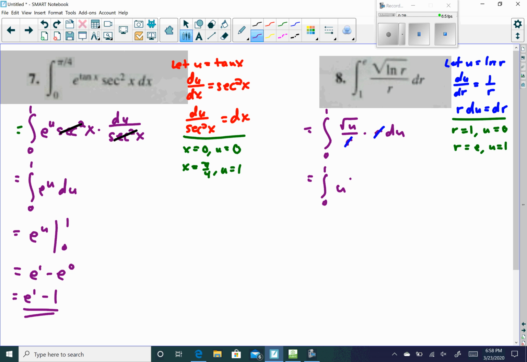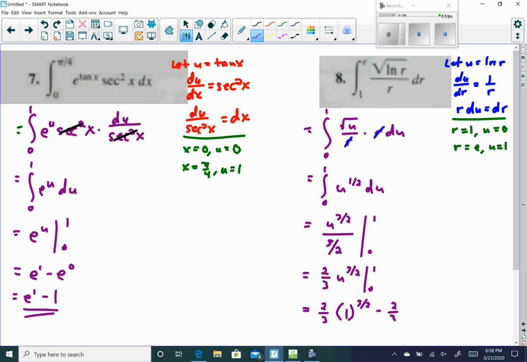Of u to the 1/2 du. So now this becomes u to the 3/2 divided by 3/2. 0 to 1, so we're going to get 2/3 u to the 3/2 from 0 to 1. So this becomes 2/3 times 1 to the 3/2 minus 2/3 times 0 to the 3/2, which just equals 2/3.